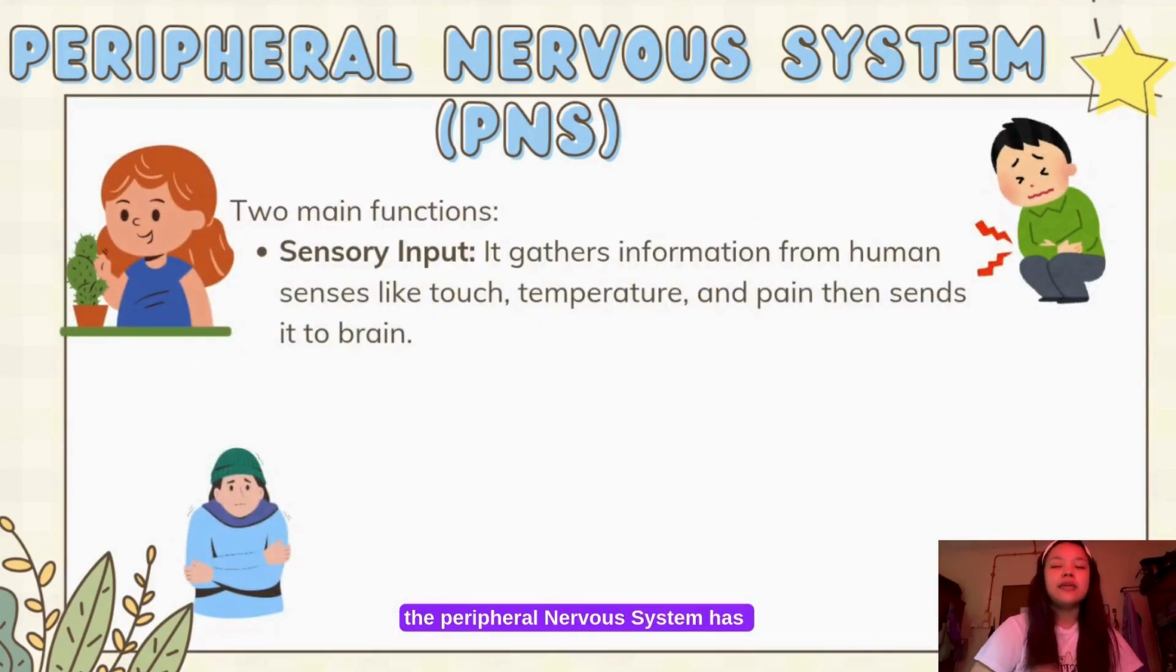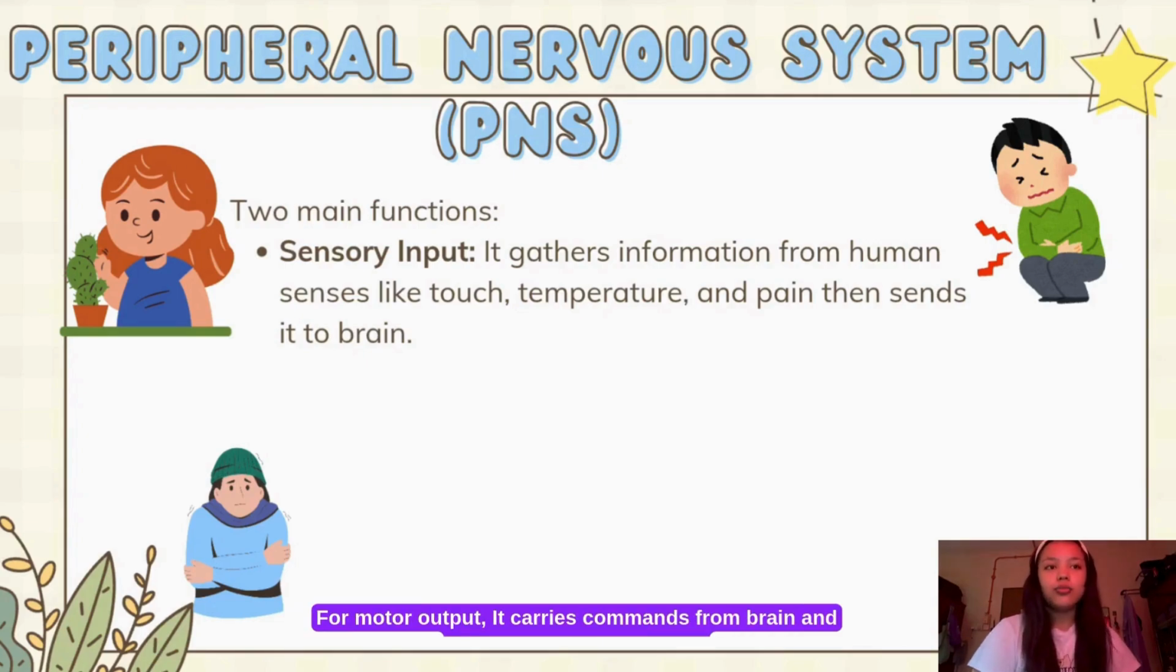The peripheral nervous system has two primary functions, which are sensory input and motor output. For sensory input, it gathers information from human senses like touch, temperature, and pain, then sends it to the brain. Let's imagine you guys touch a hot stove. Instantly, nerves in your finger detect the heat and send a signal to your brain, alerting you to pull away your hand, and that is the sensory input action.